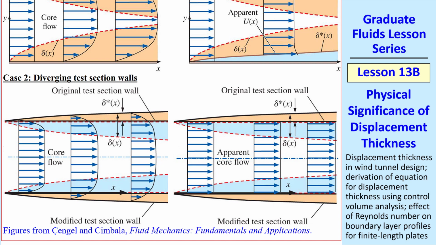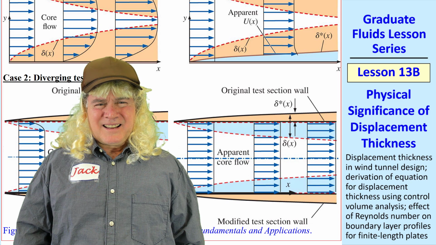By the way, this worked quite well when I did research on far wakes. I had to have a long test section with a constant speed flow, and diverging the walls due to displacement thickness effects helped us maintain that constant speed.